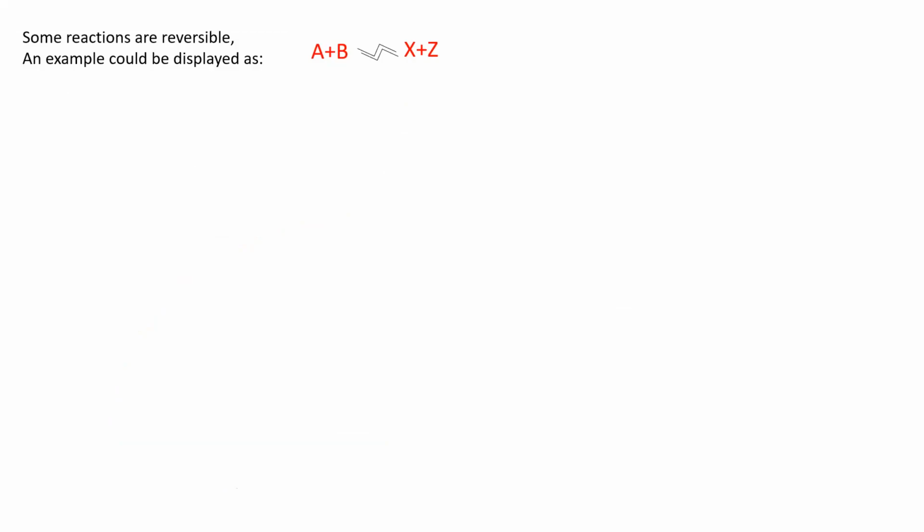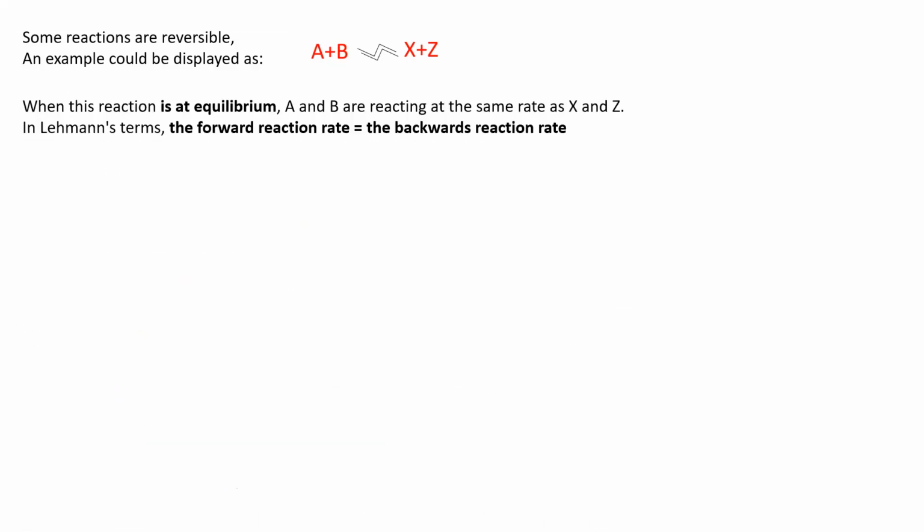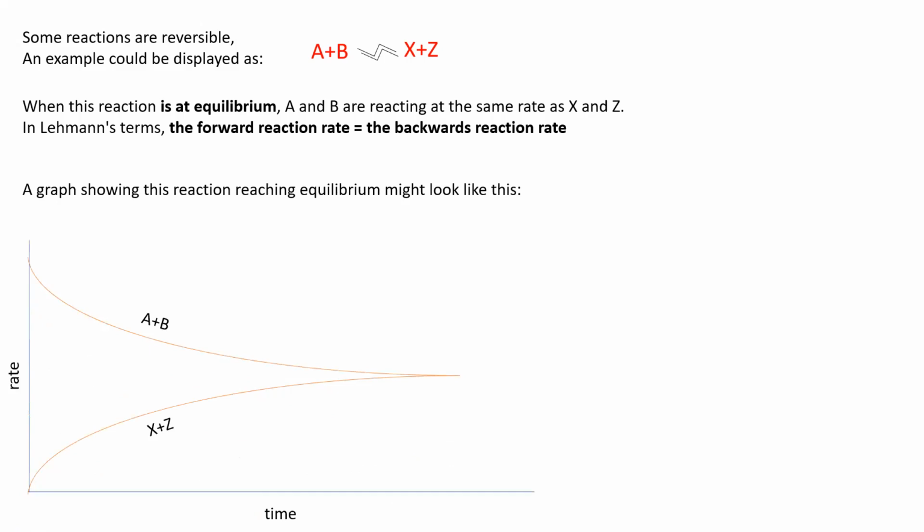So we can look at some reversible reactions. We know that for this reaction to be at equilibrium, the A and B rate of reaction must be the same as the X and Z rate of reaction. So the forward reaction rate is equal to the backwards reaction rate, would be the simple way to put it. If we were to look at a graph showing this reaction of A plus B going to X plus Z, reaching its equilibrium, it could look like this. We can see that when the equilibrium is reached, the rates are the same.